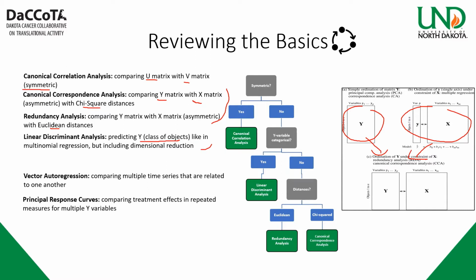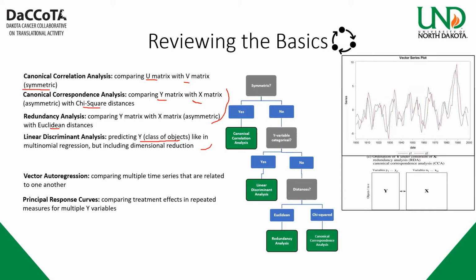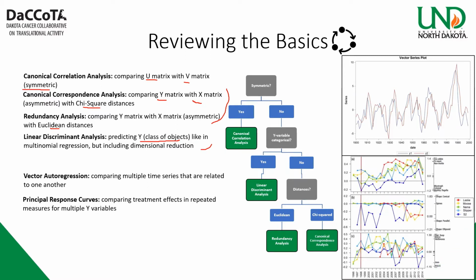Vector autoregression looks at how 2 different time series may be related to one another, whereas principal response curve is more like a repeated measures type analysis, but for multiple Y variables. And it's usually plotted something like this, where here are our Y variables, this is over time, and then the different curves are different treatments we're interested in.